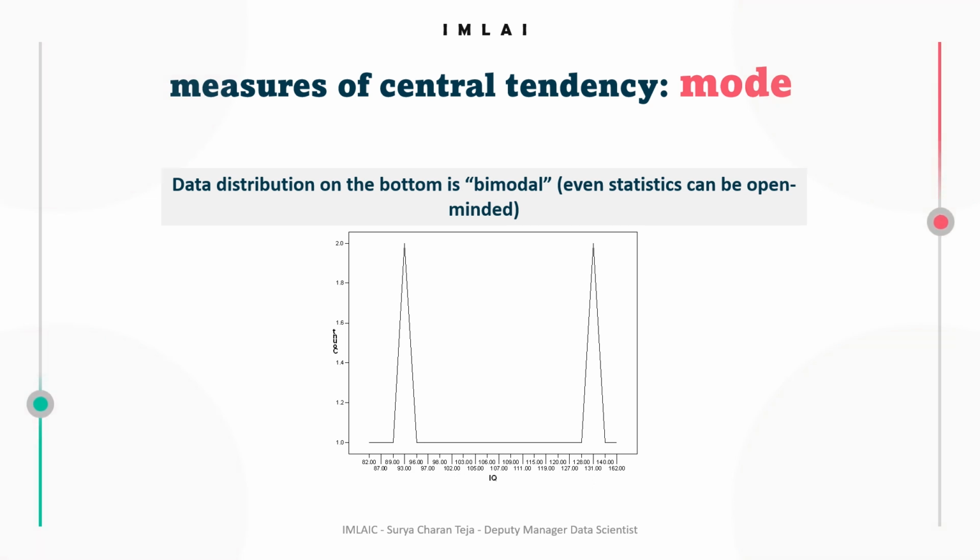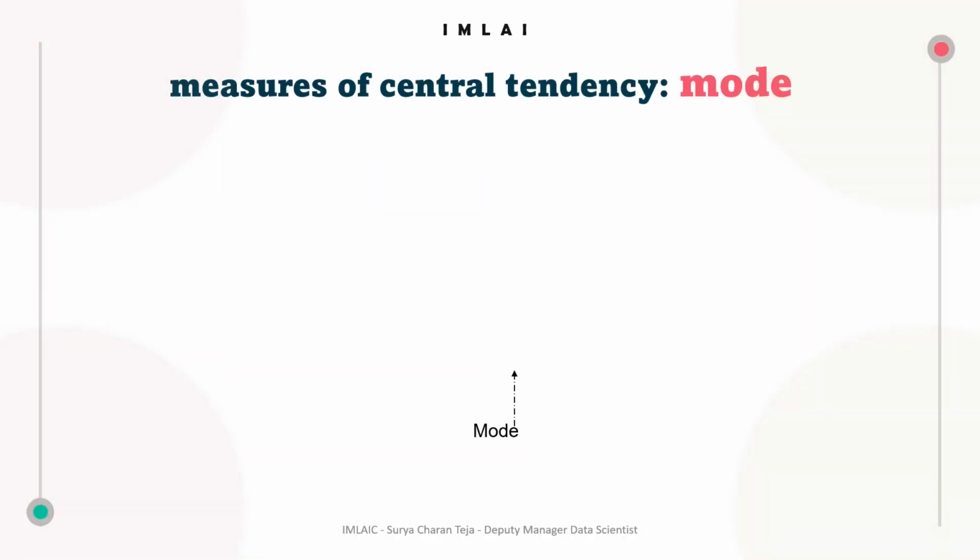The data distribution on the bottom is bimodal. This is what we call a bimodal, and this is how bimodal data looks. Now, the mode may give you the most likely experience rather than the typical or central experience.